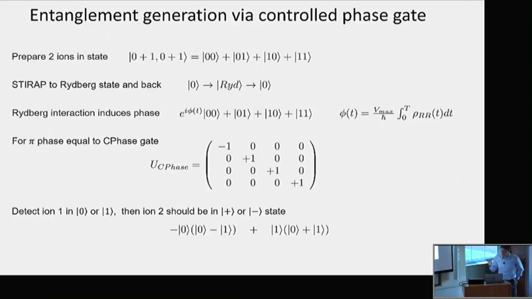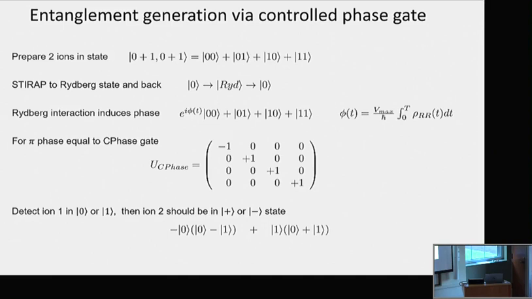Okay, that's probably just a little bit more math of what I've said before. You can, of course, start in a superposition of 0 plus 1 in both of these ions. You can go to the Rydberg state and back down, and of course the 0,0 state will acquire a phase. If there is a phase of pi, it's effectively the controlled phase gate, which means depending on the initial state, the second ion is either flipped from plus to minus or not. So it's a controlled phase.